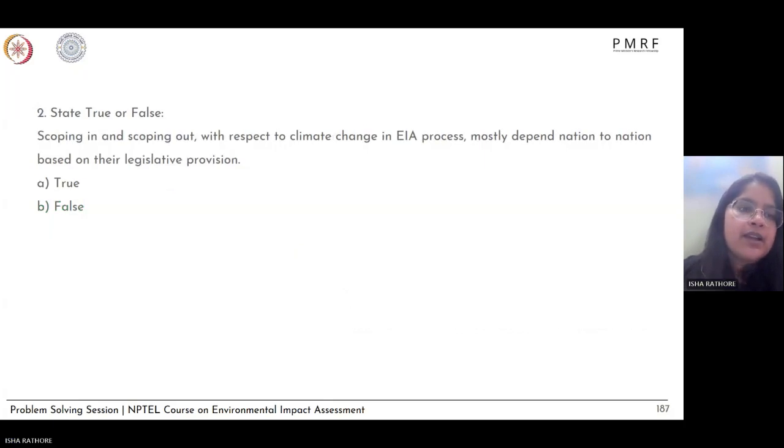Moving on. State true or false, scoping in and scoping out with respect to climate change in EIA process mostly depends nation to nation based on their legislative provisions.